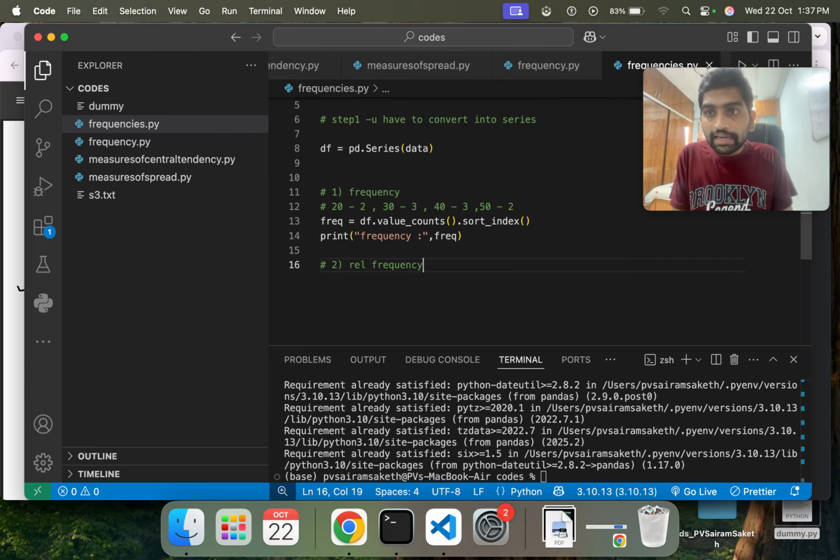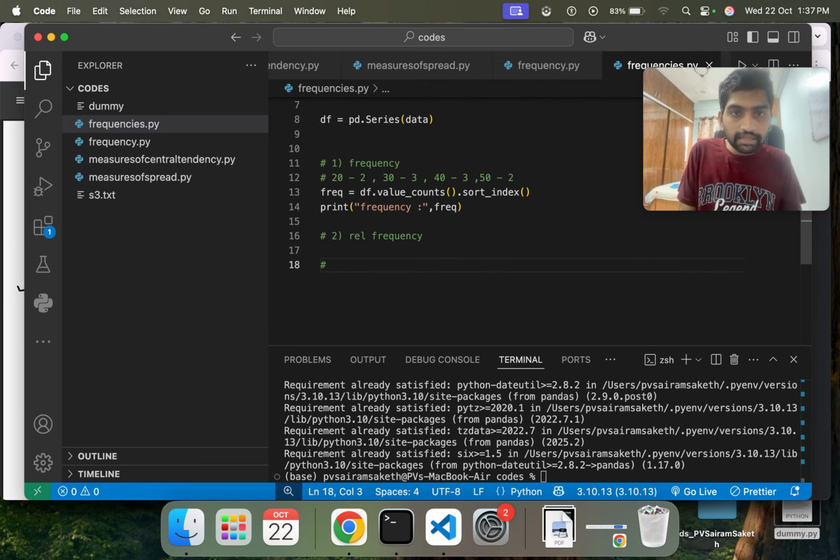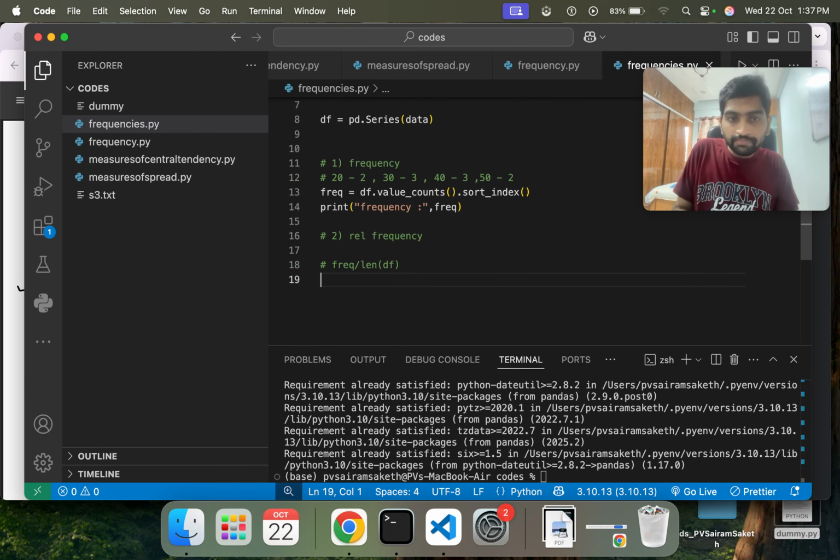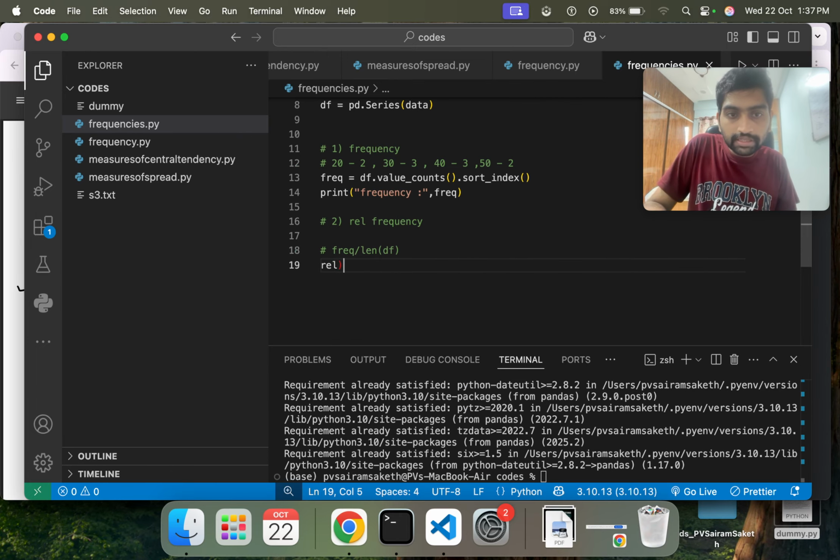So what is this relative frequency? It is nothing but the frequency values divided by the length of the data frame. What does this length of data do? It is the formula to calculate the sum upon total. So the total plays a very important role. That's why I'll write relative frequency.